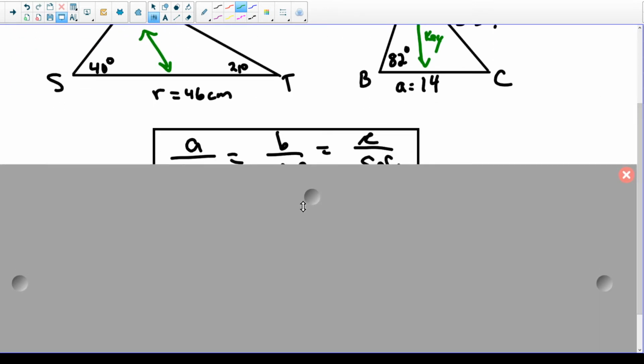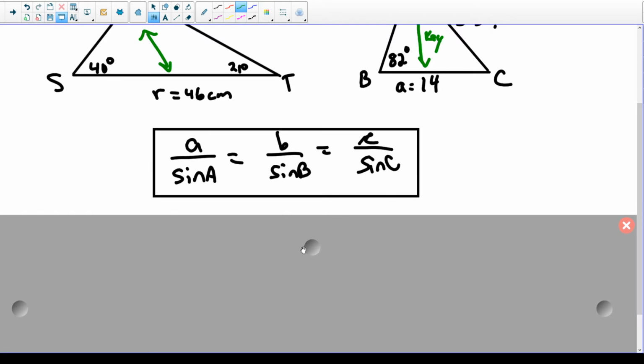Now this is review, so you should remember this formula from grade 10. If you don't, here it is again. A over sine A equals B over sine B equals C over sine C. Now I actually have a problem with the way this is written in textbooks. I don't like the fact that they always list all 3 fractions. The only reason they're doing that is to show you that it works with any 2 of those fractions.